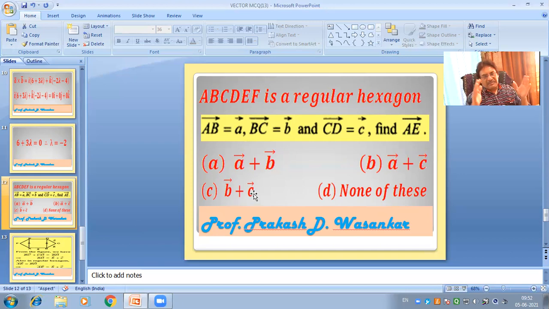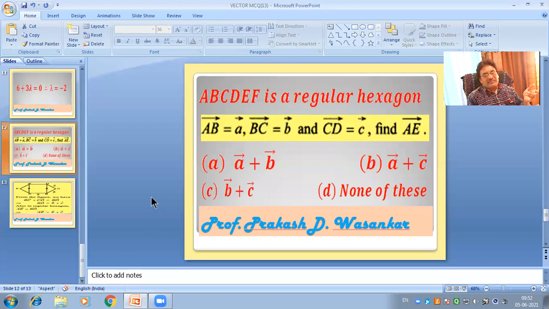That is, in this problem first we draw a regular hexagon A, B, C, D, E, F. Then we draw two vectors, vector BD and vector AE. Next we use the triangle law for vector addition and find vector AE. So in this way we solve problems on vectors by using the shortcut method. All these problems are very important.